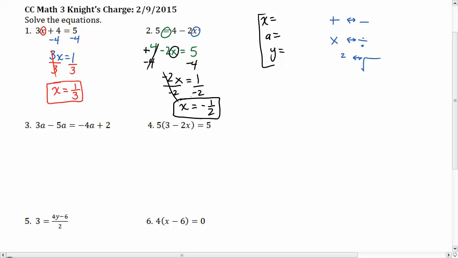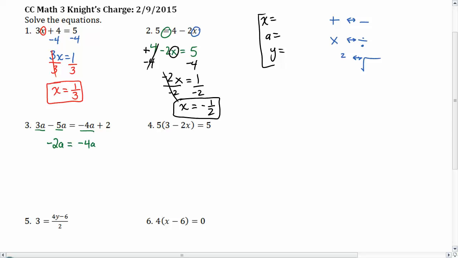Okay, number 3. It's with an a now, no different from what we were doing before. Now, one thing that is different is we have an a here, here, and here. The only place where we have numbers by itself, those on the right-hand side. So let's go ahead and simplify both sides first, and then try to get all of the variables on the left-hand side. 3a minus 5a is a negative 2a.